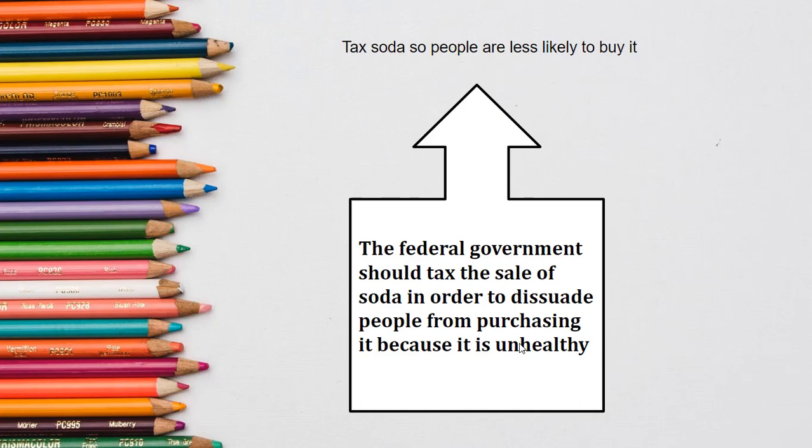Our specific statement is that the federal government should tax the sale of soda in order to dissuade people from purchasing it because it is unhealthy. That is much more specific, and look at that information: that thesis statement leads straight to this one idea, to tax soda so people are less likely to buy it. That is super specific, and it is getting my point across, and my paper is going to be very precise.